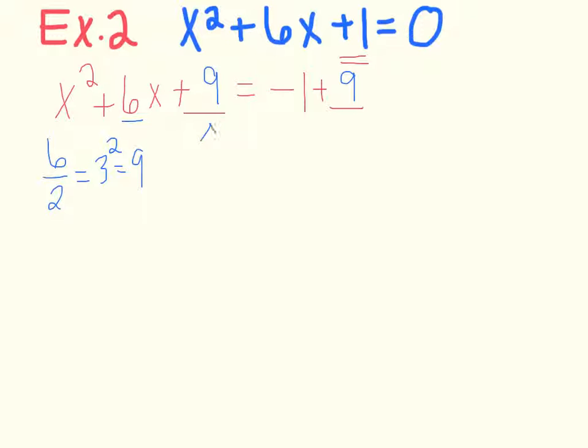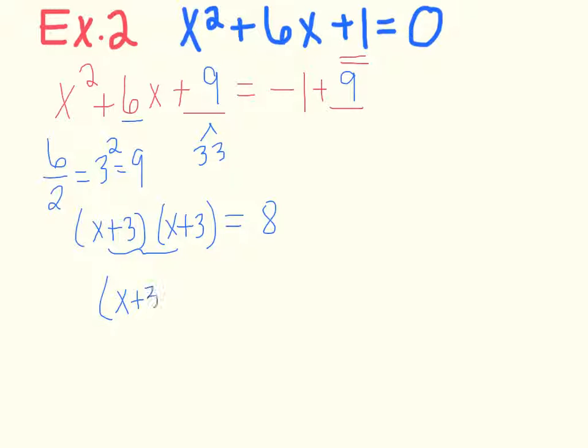So what two numbers multiply to give you 9 and add to give you 6? 3 and 3. X squared plus 6x plus 9 is a perfect square trinomial since 3 times 3 will give you 9 and 3 plus 3 will give you 6. So x plus 3, x plus 3 equals 8. But remember, like last time, we're not going to write it this way. We're going to write it as x plus 3 to the second power equal to 8.